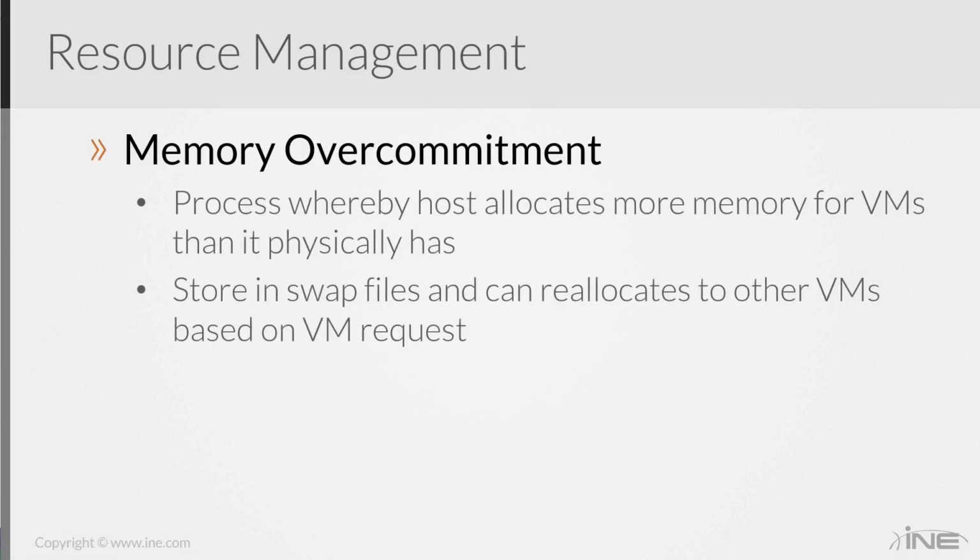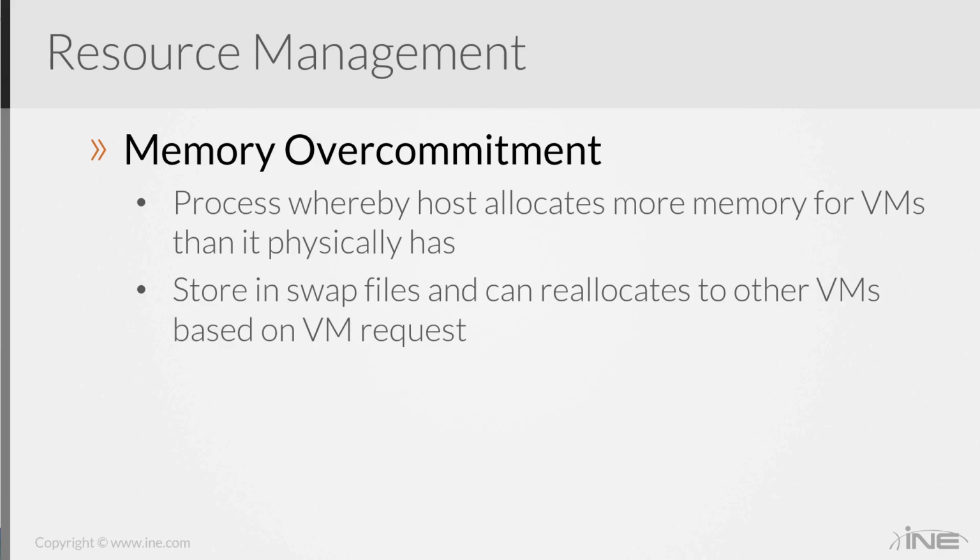Memory overcommitment. It is a process by which we allow our host to allocate to our VMs more memory than it actually has physically. Once we overcommit our memory, the VMkernel uses several techniques to manage VM memory usage, techniques like reallocating memory from less loaded VMs to higher workload VMs.